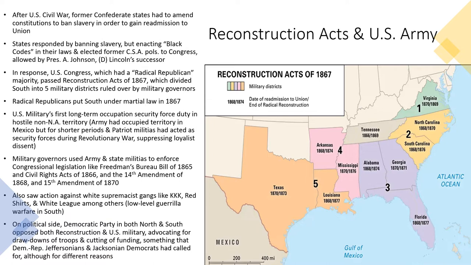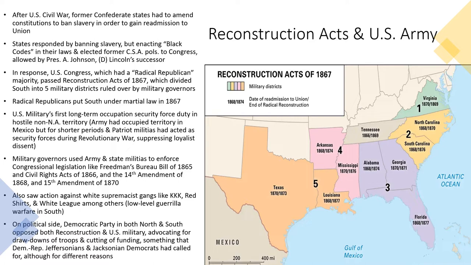This is the U.S. military's first long-term occupation security force duty in hostile non-Native American territory. The U.S. Army had occupied territory in Mexico during the U.S.-Mexican War, but for much briefer periods of time, not for over a decade, as was the case with Reconstruction. The occupation in the U.S.-Mexican War was less than 2 years long, so a much shorter occupation. Also, Patriot militias had acted as internal security forces during the American Revolutionary War, and they had suppressed Loyalist dissent. But the U.S. military had never done this kind of occupation and security force duty on this level and for this long of a period of time.